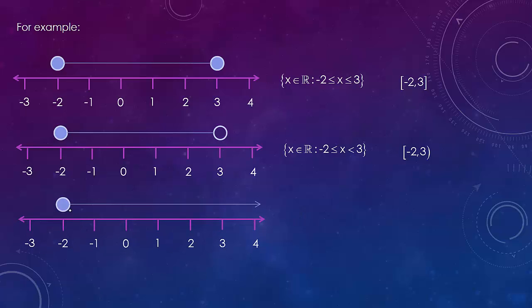If we have a set like this, which starts at -2, including -2, and essentially goes on forever, then we know it goes to infinity. In set notation, we would just say that x is a real number such that x is more than or equal to -2. In interval notation, we have a square bracket indicating the -2 is included, but you can never include infinity. Infinity always has a round bracket. Remember, infinity is not a number.